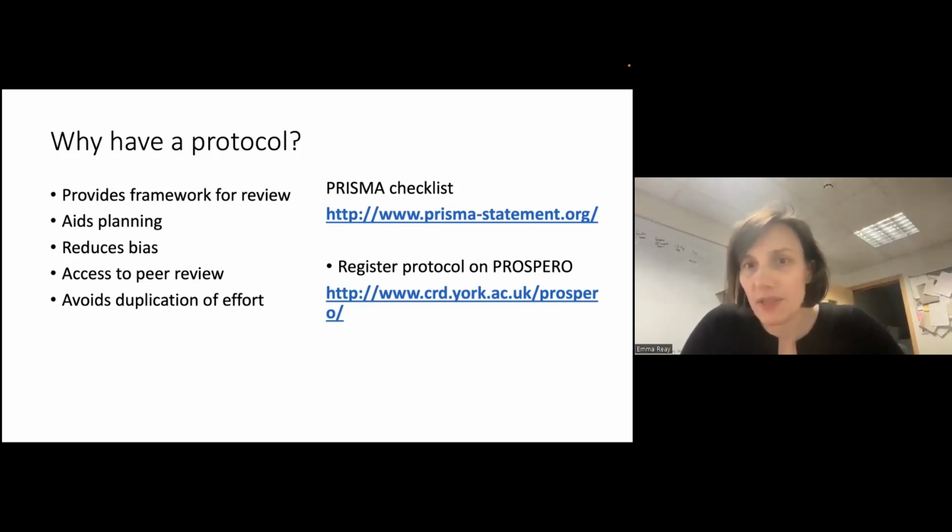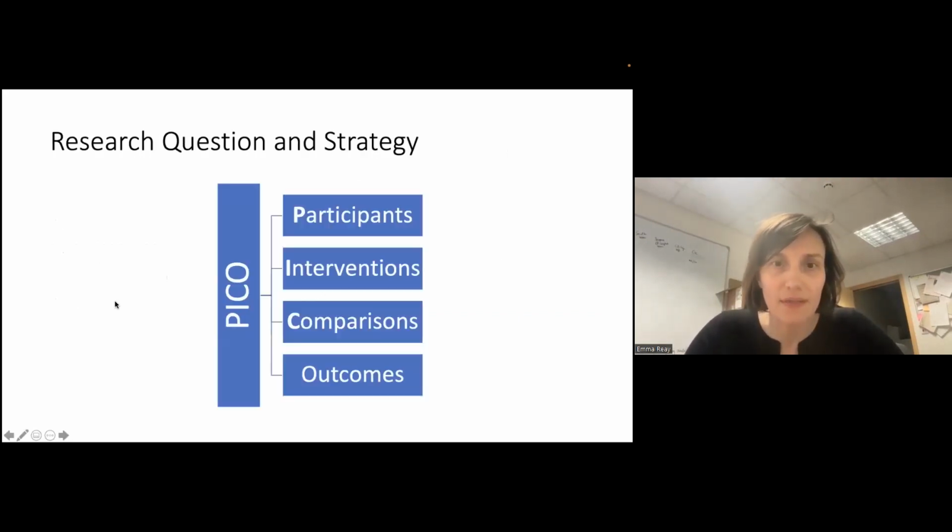Now, there is the PRISMA checklist, which helps to go through the process by which you would filter the systematic reviews. And you also would register your protocol on Prospero, again, to ensure that you're not duplicating the effort and somebody's doing the same thing as you.